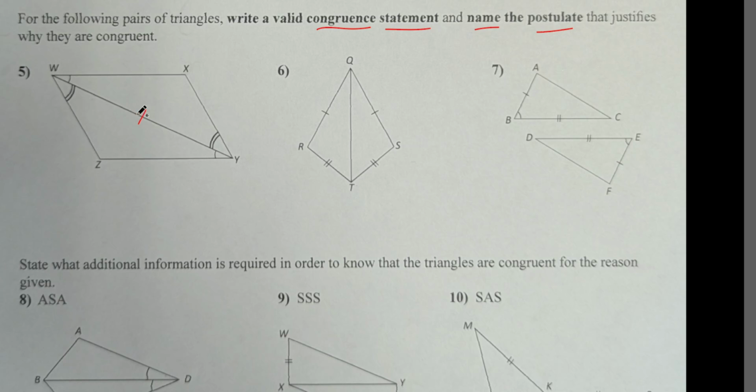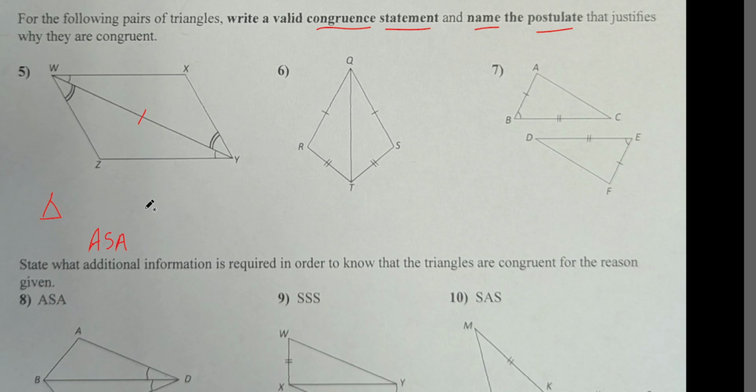I got an angle, I got a side, I got another angle. See it? I got one arc, one side, two arcs. Look over here. I got one arc, one side, and the two arcs. So these triangles are congruent because of what? Angle, side, angle.